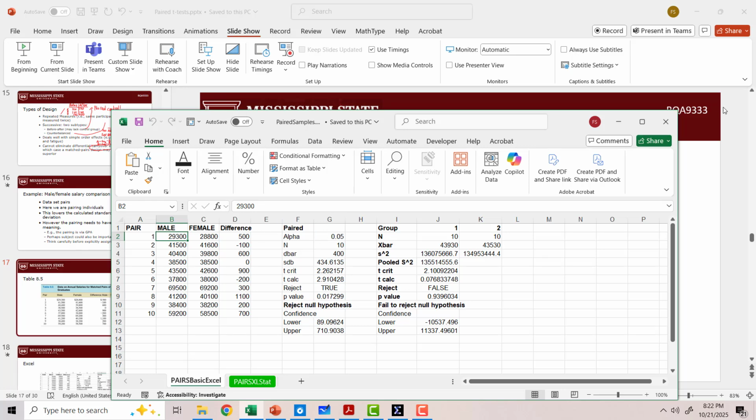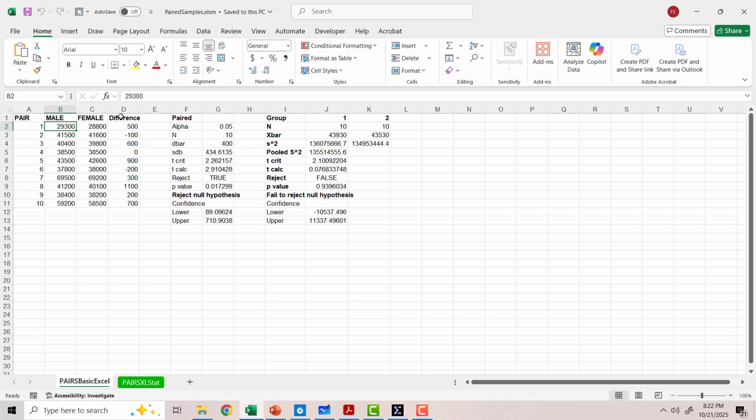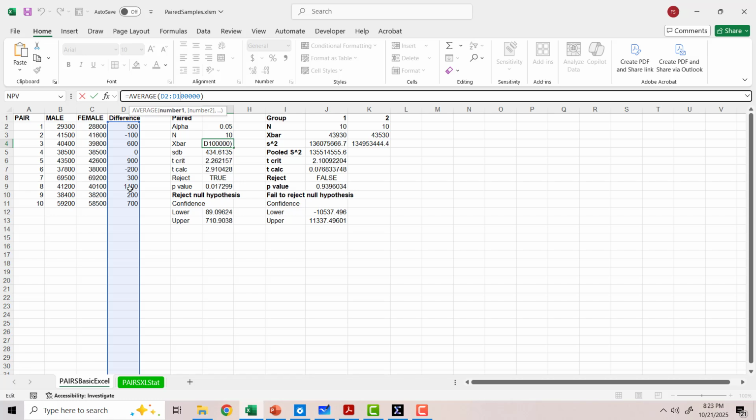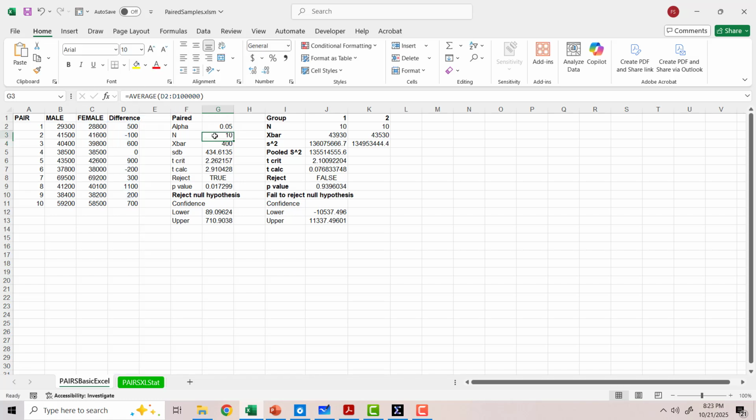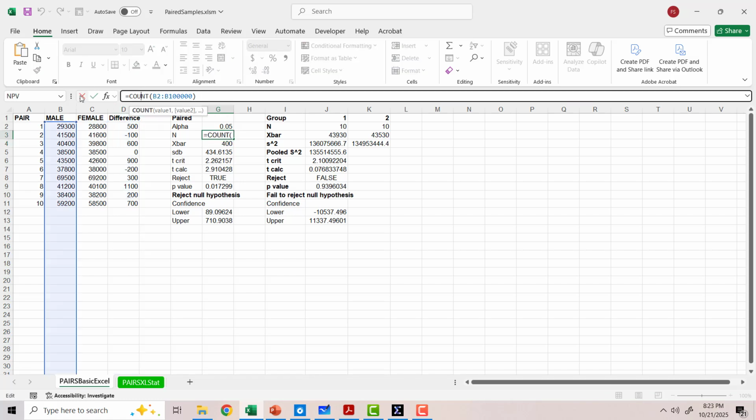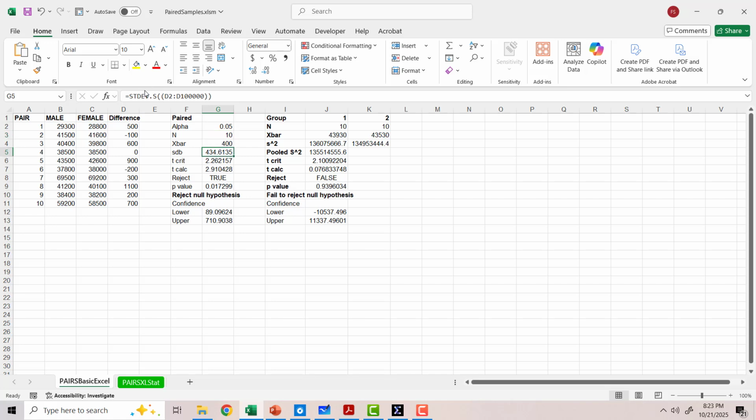The first is I've done it as a paired difference test. So you see I've calculated the differences between each of the pairs. We've got the alpha. So I calculate my, let's just stick x bar d, my mean differences. So I've got my mean differences here. I've calculated the number of differences. I've calculated the standard deviation of the differences.